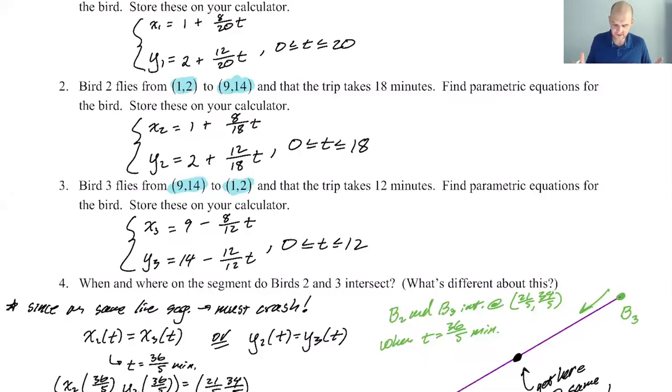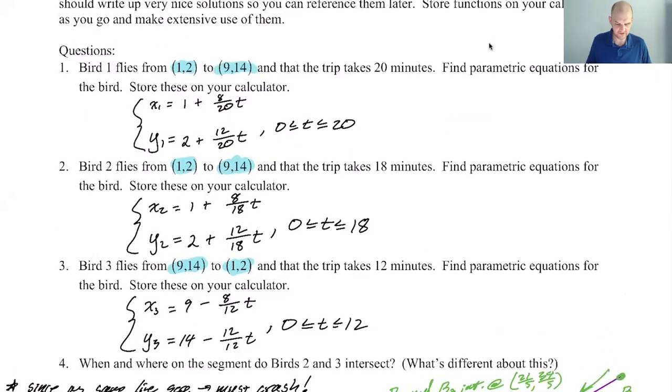All right, we're back. We're still on page 188. We are solving a problem that involves a bunch of birds. We got 3 birds so far. Bird 1, 2, and 3. 1 and 2 are starting at the same point, ending at the same point. Bird 3 is starting at the end point of birds 1 and 2 and flying to their starting point.